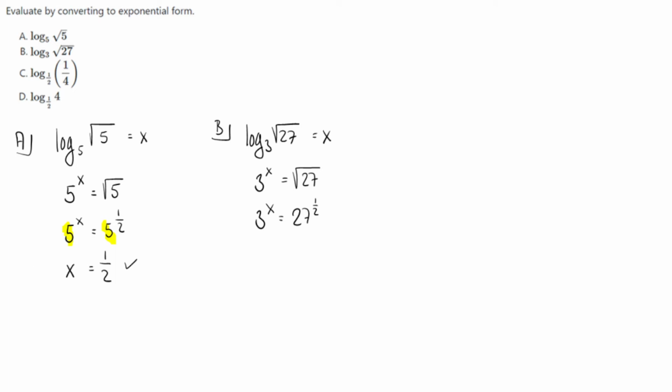We need to now express both these powers using the same base. So 27 can be expressed as 3 cubed. 3 cubed is 27, and then that is to the power of a half. To reconcile these exponents, we would use the power of a power law, which means we multiply them. So we're going to be left with 3 to the power of 3 over 2. Now that the bases are the same, we can drop the bases and we're left with x equals 3 over 2.